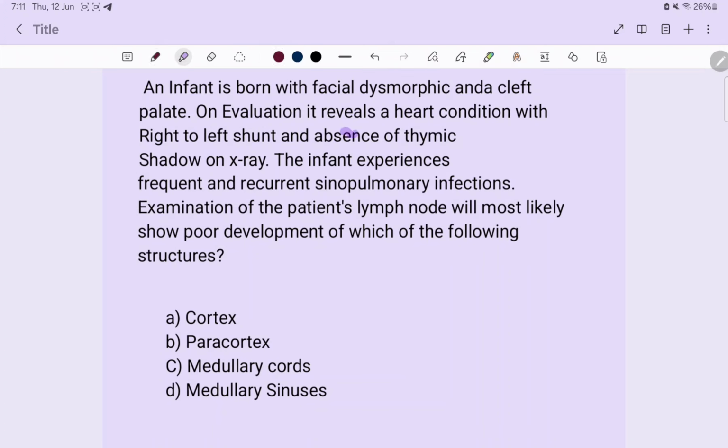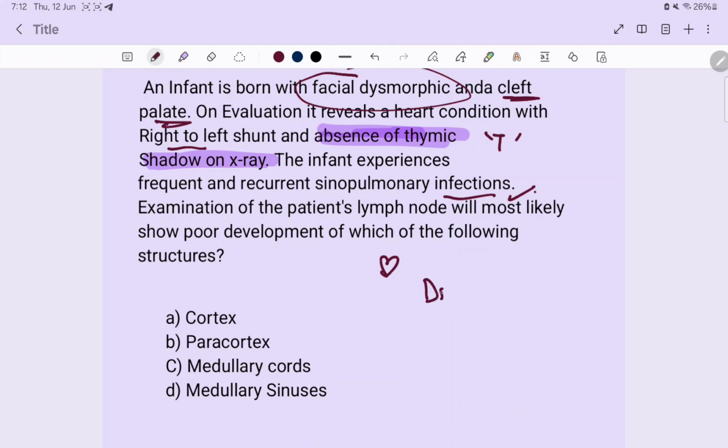The first keyword is absence of thymic shadow on X-ray. The thymus produces T cells, we all know that. So this disorder is related to the thymus, and its deficiency causes T cell deficiency. So there are recurrent infections, because of deficiency of T cells. And there is facial dysmorphism, that is abnormal facies. Cleft palate is present, and a heart condition. So first we will try to understand the condition.